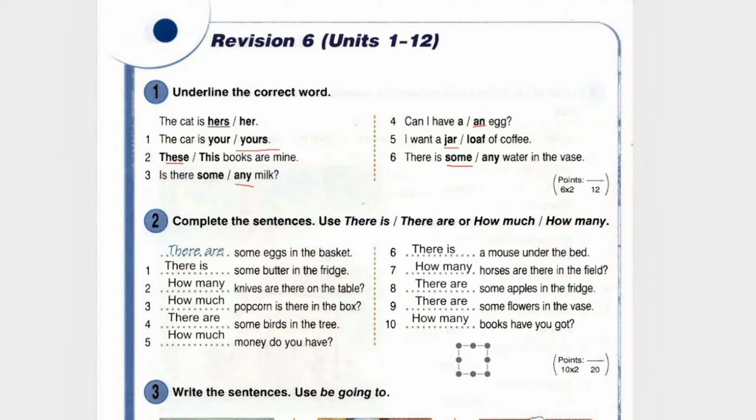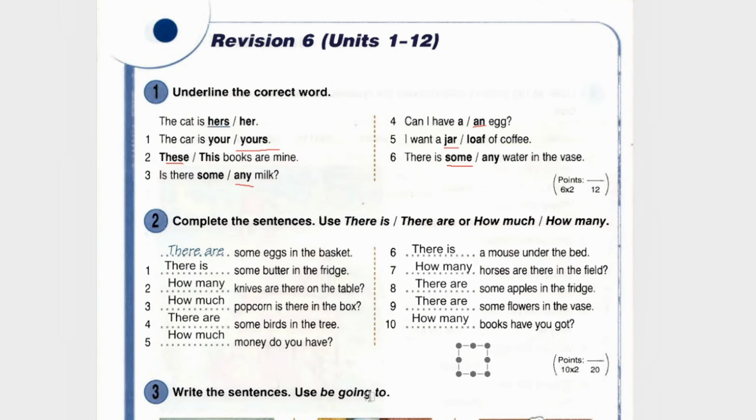Okay, let's take a look at this exercise. There are some eggs in the basket. There is some butter in the fridge. How many knives are there on the table? How much popcorn is there in the box? There are some birds in the tree. How much money do you have? There is a mouse under the bed. How many horses are there in the field? There are some apples in the fridge. There are some flowers in the vase. How many books have you got?